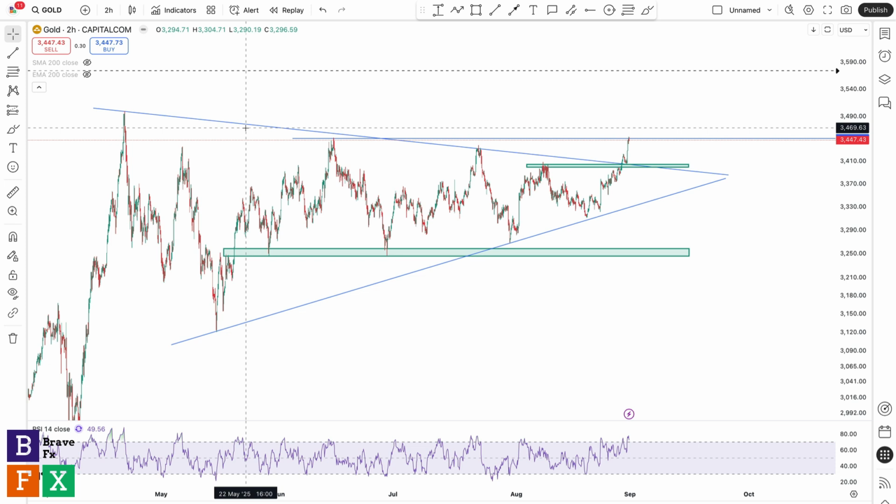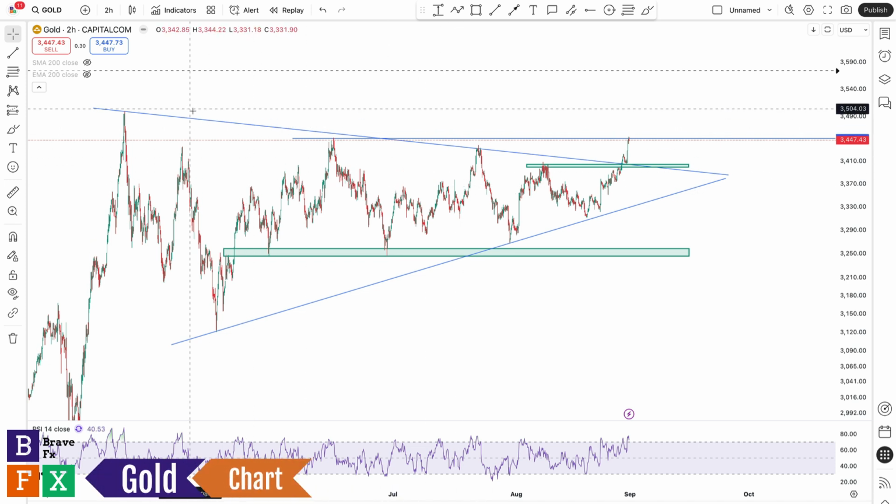So without further ado, we'll be talking about gold, crude oil, Nasdaq, GBP-USD, and EUR-USD. Whichever chart you find interesting, you can use the timestamp below to navigate through the video. So we're starting with the gold chart on the 2 hour time frame.